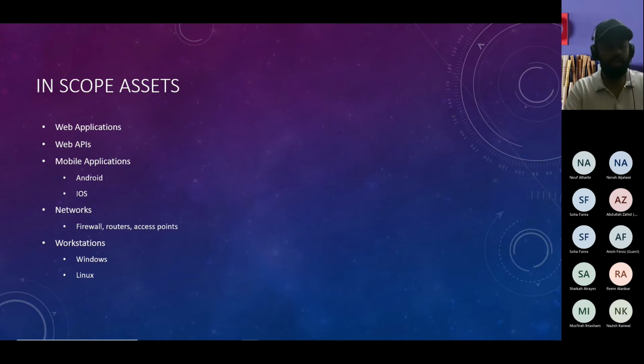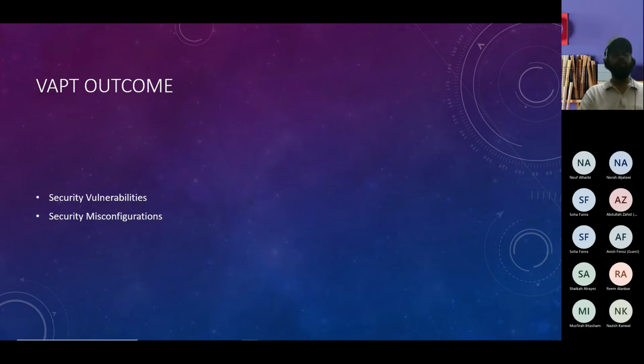I think it is easy to understand, so let's move forward. VAPT outcome. This is a very important point. Sometimes people think that after we do a VAPT, we will only get security vulnerabilities. But they miss one very important thing. At the end of the VAPT, you can get security vulnerabilities as well as security misconfigurations. I will give an explanation in the next slide, but I just want to clarify the outcome of VAPT: you can get vulnerabilities and you can get misconfigurations.